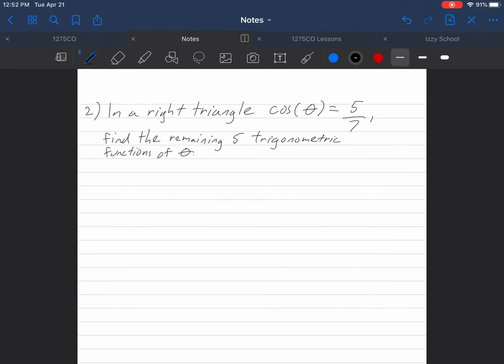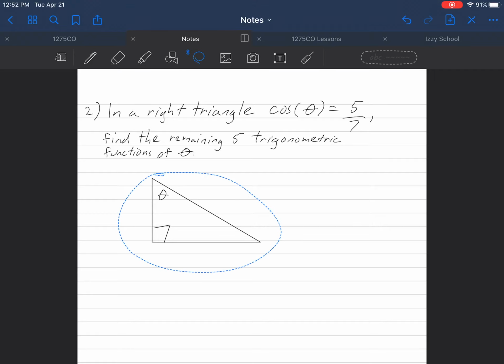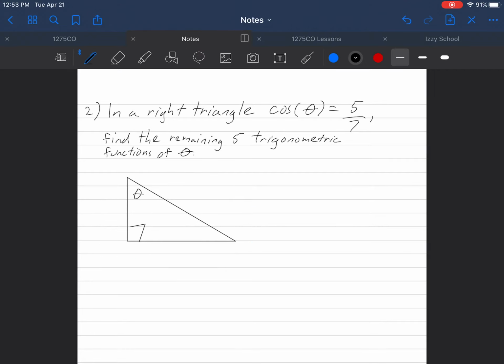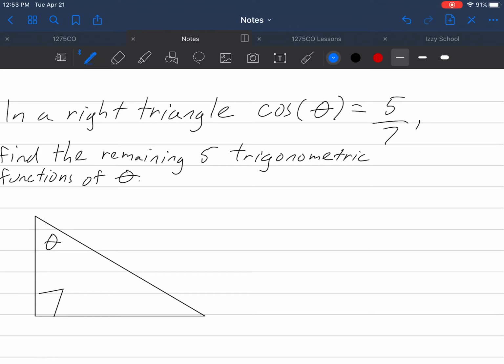So in a right triangle, we're being told the cosine of theta is equal to 5 over 7. So that means we can draw a right triangle. We can label one of these angles as a right angle. That's fine. And we can draw our theta somewhere, like there. And we don't have to label this A, B, and C because it doesn't say so. But remember that the cosine is defined as adjacent over hypotenuse.